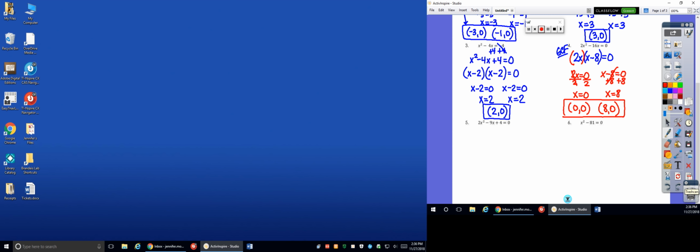All right, problem number 5 is one of those that has an a value greater than 1. So we're going to remember, take a and multiply it by c. So that gives us 8. And we're looking for two factors of 8 that add up to negative 9. So that's going to be negative 8 and negative 1, right? We don't write the middle term. So we're going to write 2x squared minus 8x minus 1x plus 4 equals 0. Remember, you don't write the middle term, and instead you write the two numbers that you multiplied to get positive 8, and that added to get negative 9. Now we're going to group them.